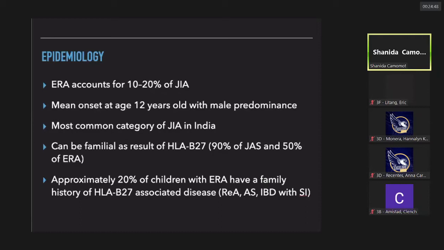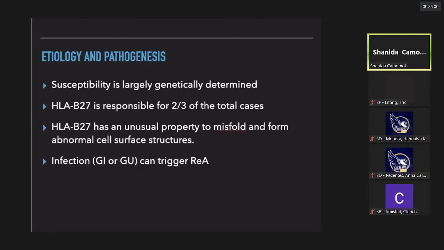So what are these HLA-B27 associated diseases? Reactive arthritis, ankylosing spondylitis, and inflammatory bowel disease with sacroiliitis. Now, the susceptibility is largely genetically determined. And in fact, HLA-B27 is responsible for 2/3 of the total cases. In addition, HLA-B27 has this unusual property to misfold and form abnormal cell surface structures. Now, specifically in reactive arthritis, infection, be it GI or GU, can trigger the condition.